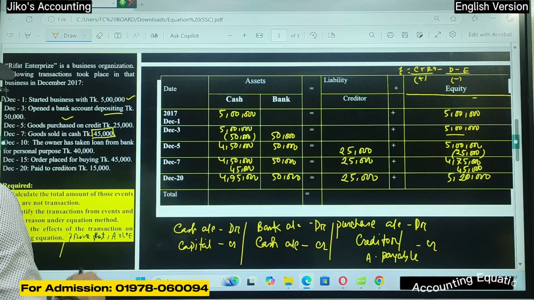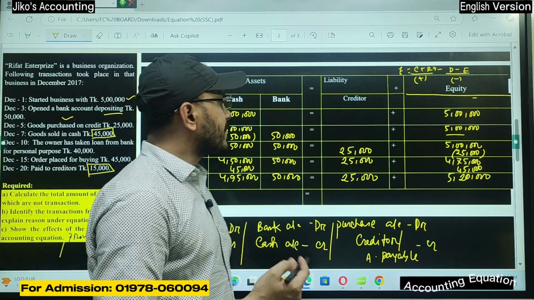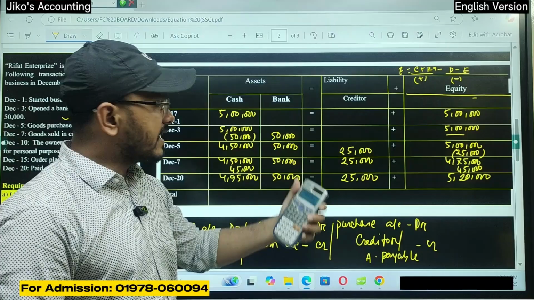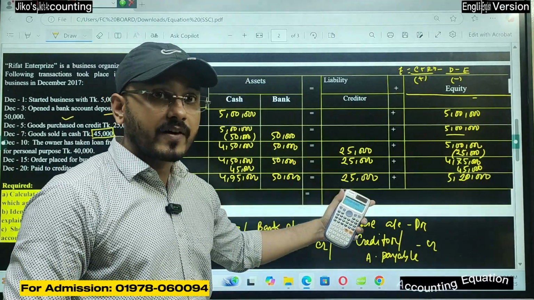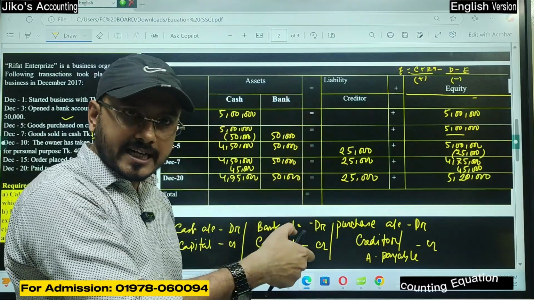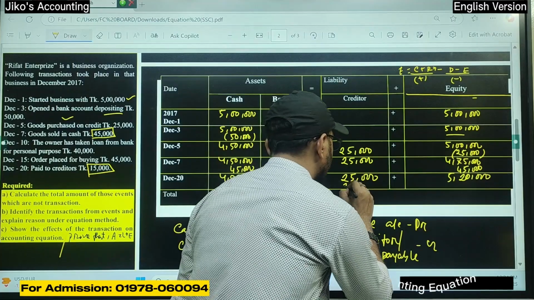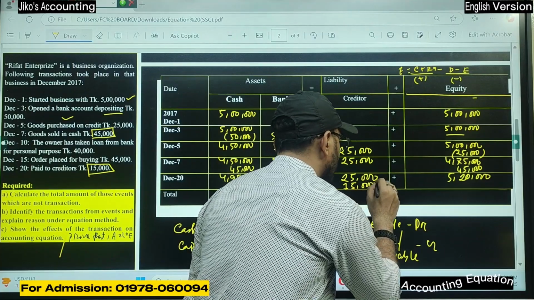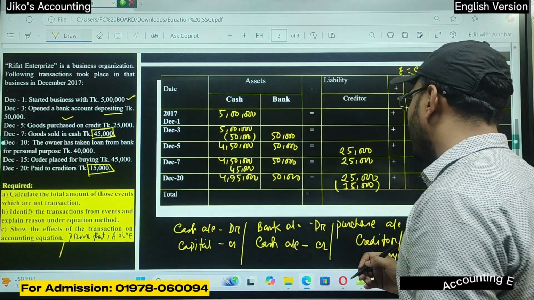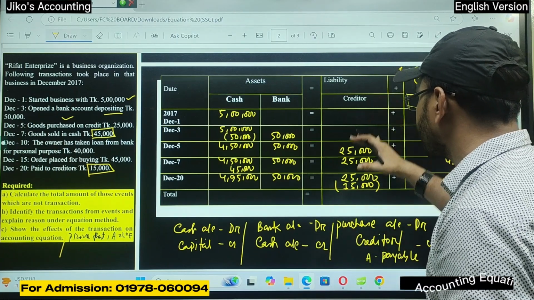What is the December 20 transaction? Paid to the creditors 15,000 taka. Because of this payment, my liability, which was previously 25,000 taka, is reduced. Whenever I have paid him, that indicates the reduction of the creditor, right? How much have I paid him? 15,000. Previously my creditor was 25,000 taka, but I have already paid him 15,000 taka, right? That indicates the reduction of the creditor.